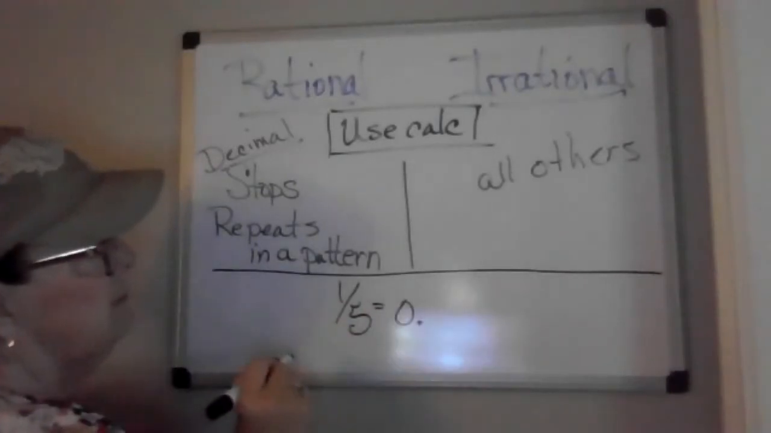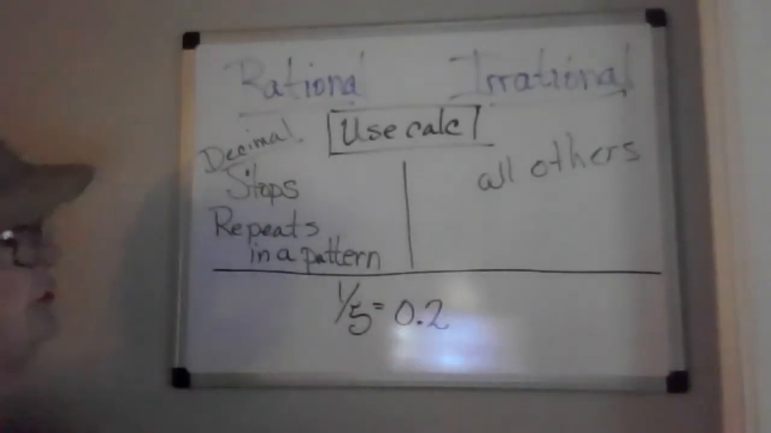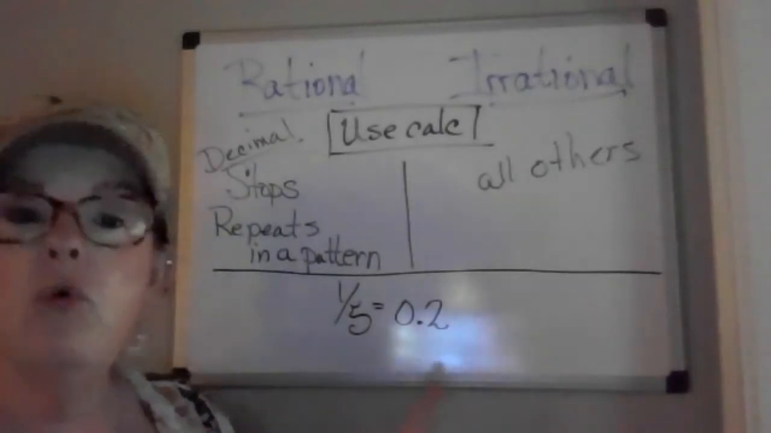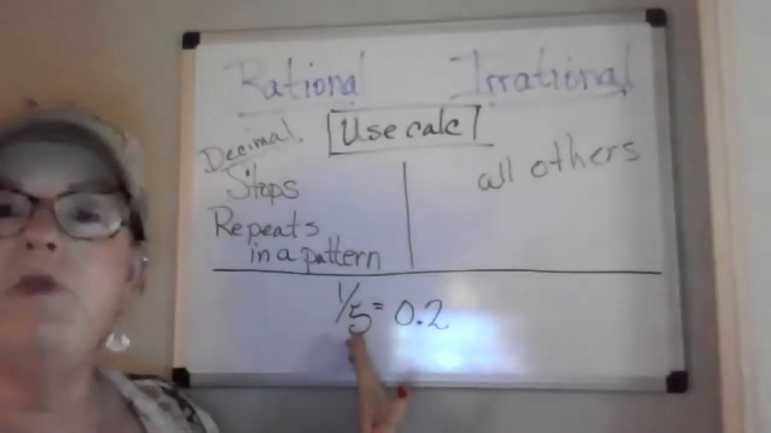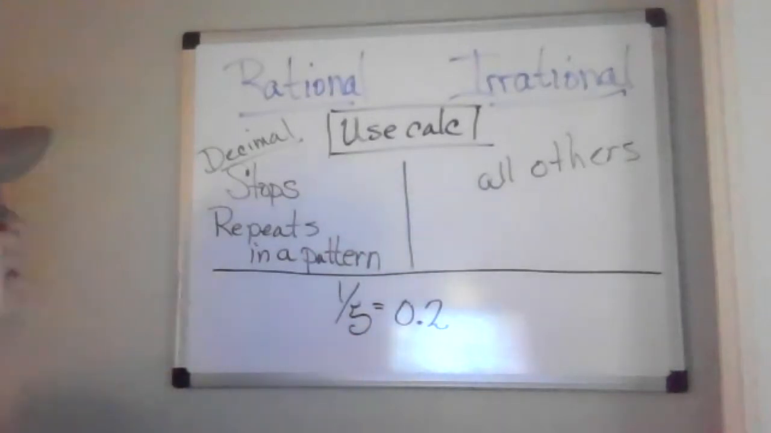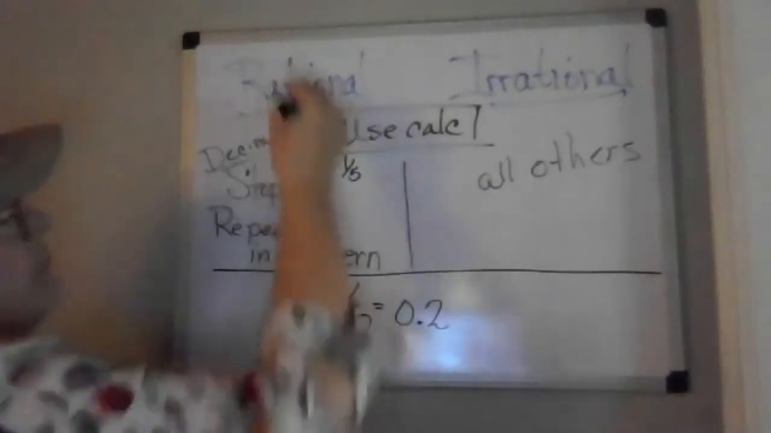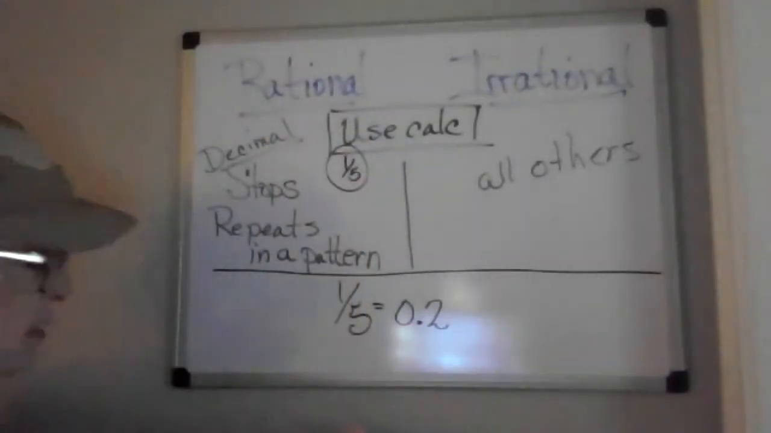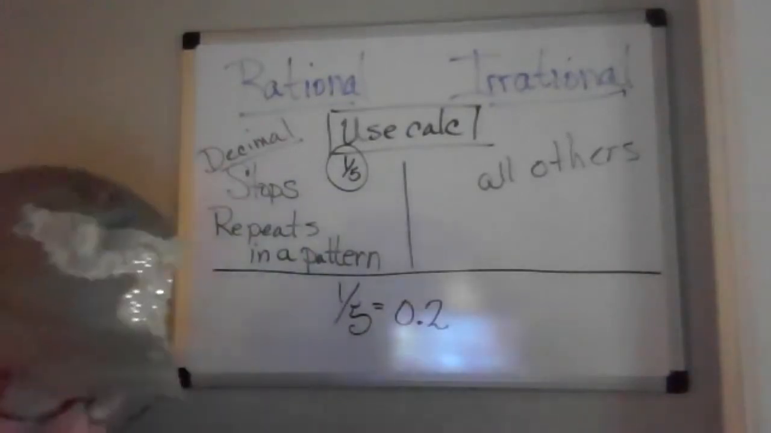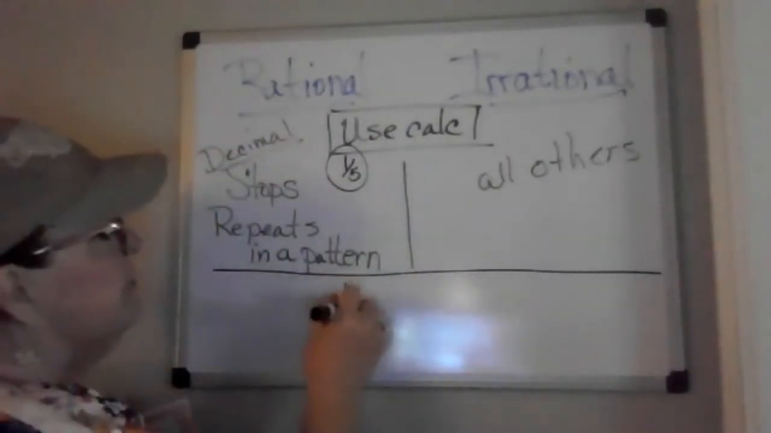0.2, and there's nothing else, right? That's all. So would 1/5 be rational or irrational? Rational. Okay, and any of you others can answer what the decimal is. So a rational number is like 1/5. Okay, let's look at, how about 1/3?